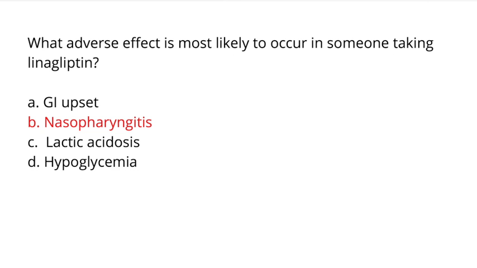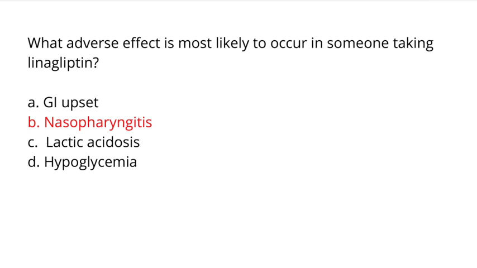GI upset and lactic acidosis most commonly occur in patients taking metformin. GI upset can also occur in patients taking alpha glucosidase inhibitors as well. And of course, hypoglycemia occurs in sulfonylureas like we just discussed. So that would leave us with option B, nasopharyngitis.